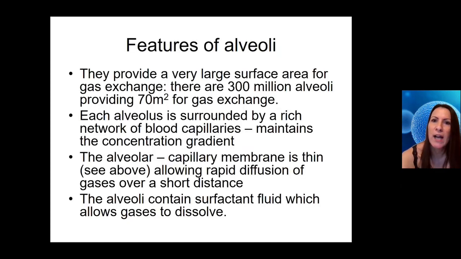So there are some features of alveoli that make them really, really efficient for their job. We have millions of alveoli in each of our lungs. It's about 300 million alveoli in each lung. Some textbooks will say 600 to even up to 700 million in both our lungs. So they provide a large surface area for gas exchange to occur. Each alveolus is surrounded by a rich network of blood capillaries to help maintain the concentration gradient.